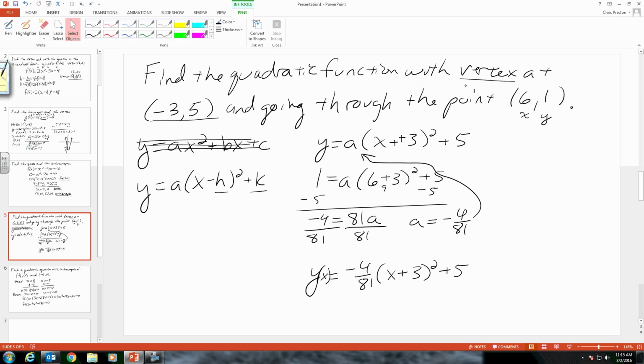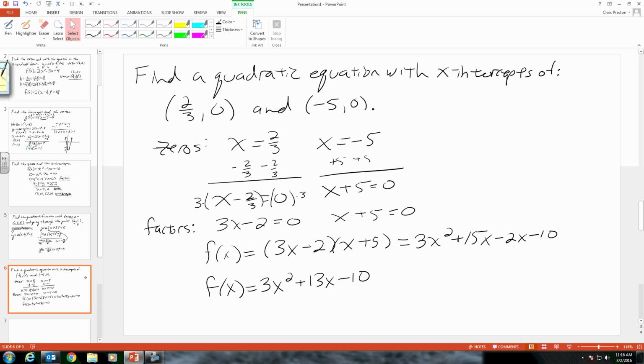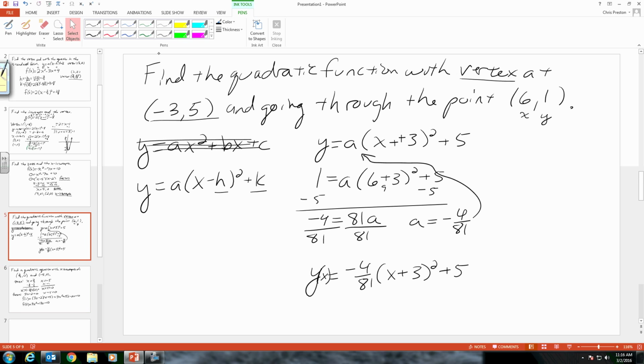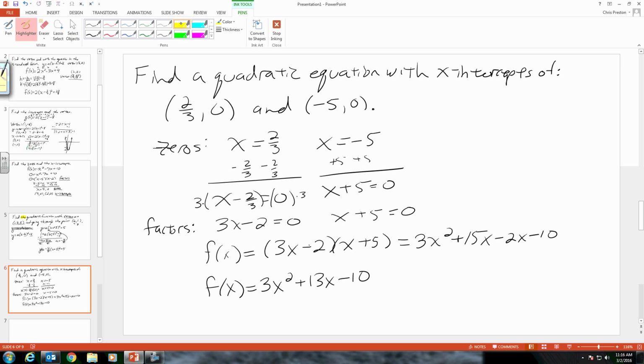But there is a little distinction between this and the previous one. There's big differences. Here we knew the vertex and a random point. Here we knew x-intercepts. So those are big differences. But there's a subtle difference here. That subtle difference is this one says find the quadratic function or equation. This is the only answer. I mean, you can rewrite it in different formats, but that is the answer. On the other hand, this says find a quadratic equation, not the quadratic equation.